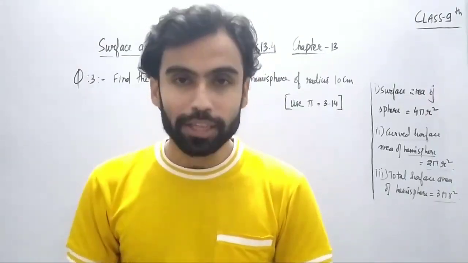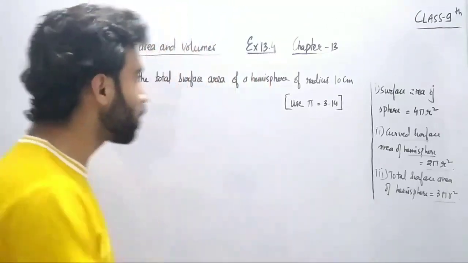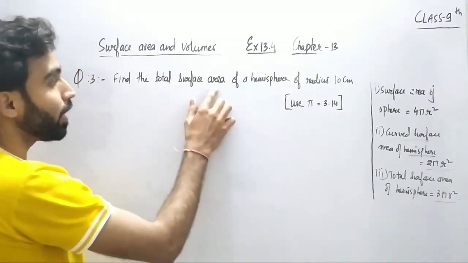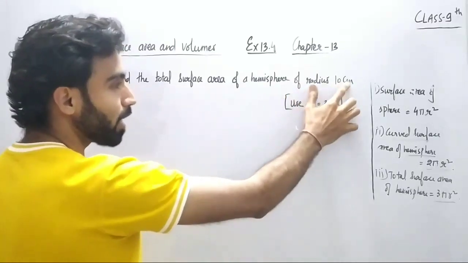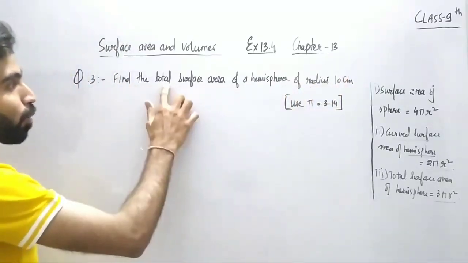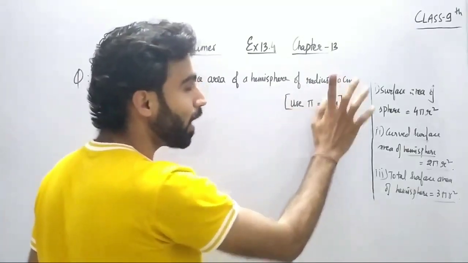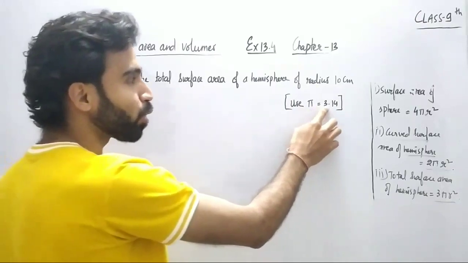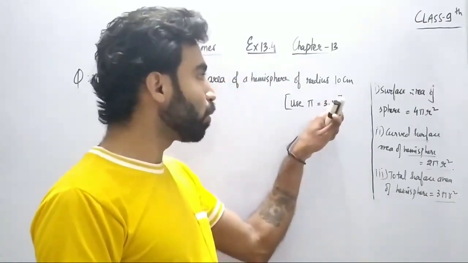So students, let us move on to the next question now. So this time question number 3 is given to us as: find the total surface area of a hemisphere of radius 10 centimeter, right? So यहाँ पे हमें total surface area निकालना है एक hemisphere का जिसकी radius हमें given है 10 centimeter, right? Also यहाँ पे हमें given है कि हमें pi की value जो है वो 3.14 लेनी है. So it is given, so we have to use this, right?